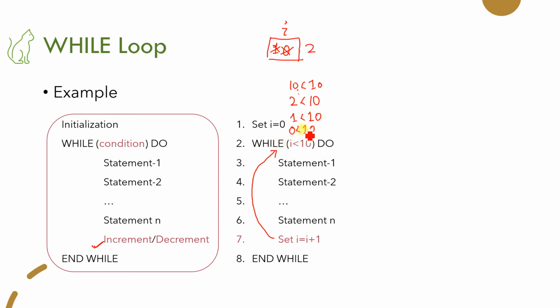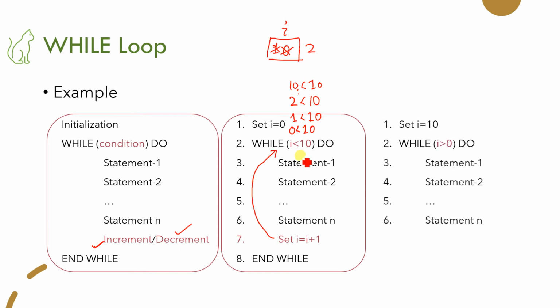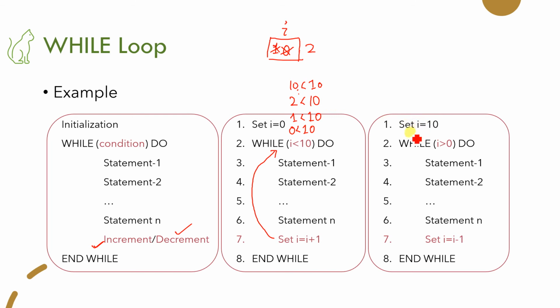Now the second question may come to your mind: where will the decrement condition be used? So I am trying to write the same thing with the decrement symbol. You can see here, I have written the same thing with the decrement symbol, where in the earlier case I set the value of I as 0, but in this case I have set the value of I as 10. Now the condition I have also changed, so that will be I greater than 0.